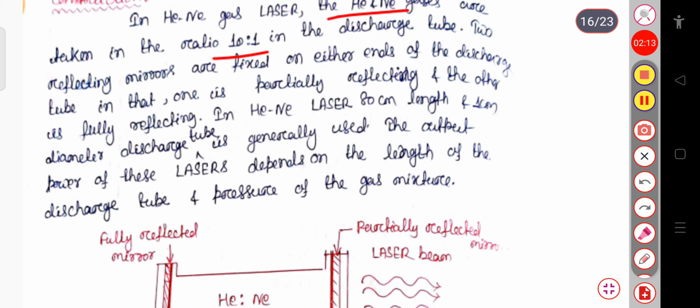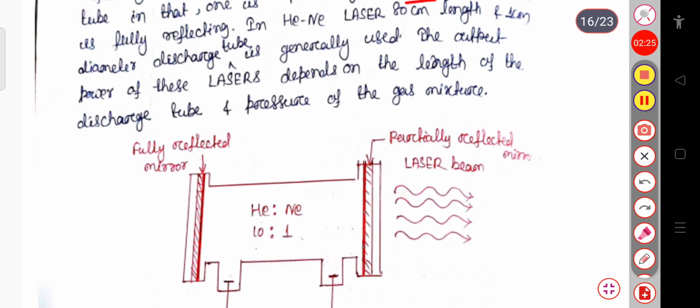Two reflecting mirrors are fixed on either end of the discharge tube, of which one is partially reflecting and the other is fully reflecting, as in case of your ruby laser. So here you can see one is your partially reflecting mirror and another one is your fully reflecting mirror. The helium neon laser generally uses a discharge tube of 80 centimeter length and 1 centimeter diameter. You can see the length of the tube is 80 centimeter and the diameter is 1 centimeter.